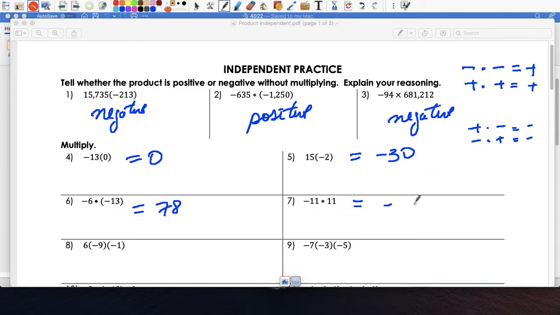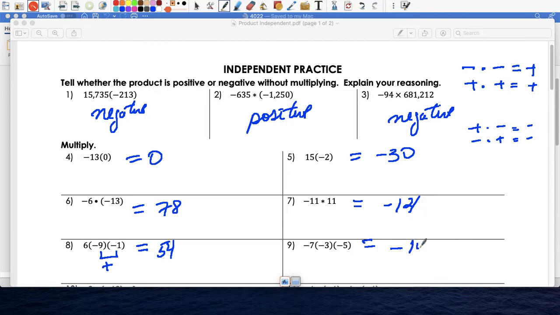So negative times a positive is a negative, and 121. Here, we have two negatives, right? And these two negatives will turn into a positive, and that 6 was also positive. It's just going to be a positive answer. So this is going to give us 54. We have three negatives. Remember, we talked about if you have an odd number of negatives, it's going to be negative. So this is going to be negative something.